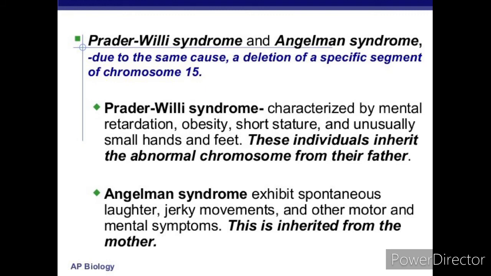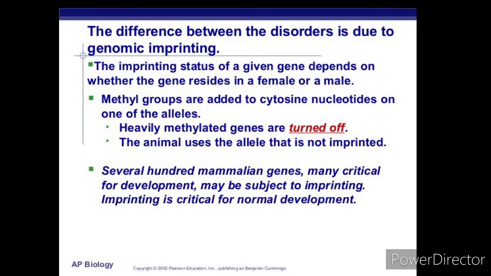Angelman syndrome patients exhibit spontaneous laughter, jerky movements, and other motor and mental symptoms. This is inherited from the mother. The difference between the disorders is due to genomic imprinting. The imprinting status of given genes depends on whether the genes reside in a female or male. Methyl groups are added to the cytosine nucleotides on one of the alleles. Heavily methylated genes are turned off, and the animal uses the allele that is not imprinted.